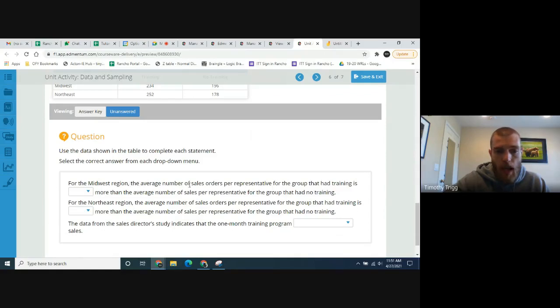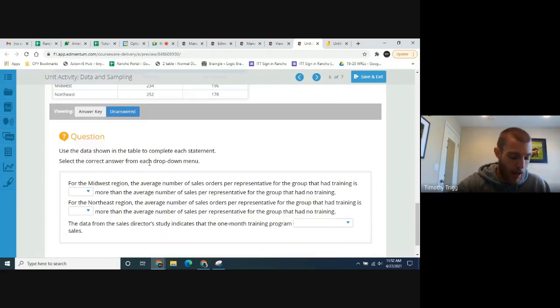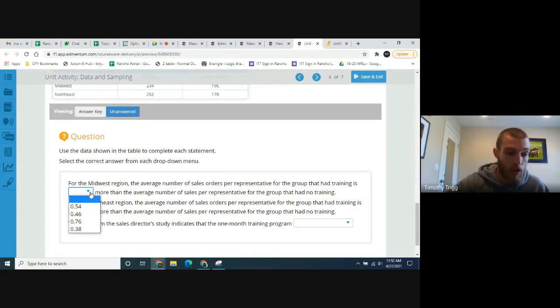For the Midwest region, the average number of sales orders per representative for the group that had training is... remember there's 50 in this group. So we take this number, 234, and divide by 50. That tells you how many sales each representative had on average. I got 4.68 by doing 234 divided by the 50 who received training. Wait, I should be looking at no training, sorry.